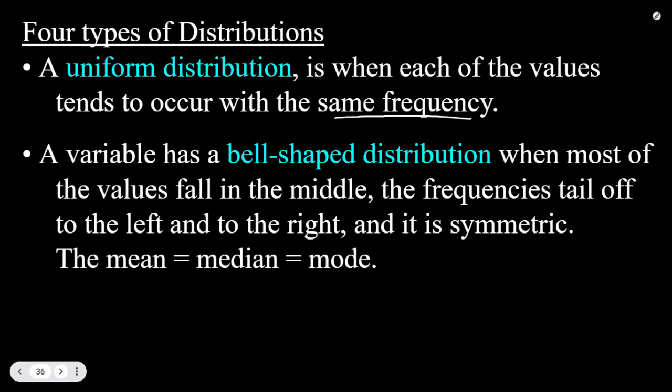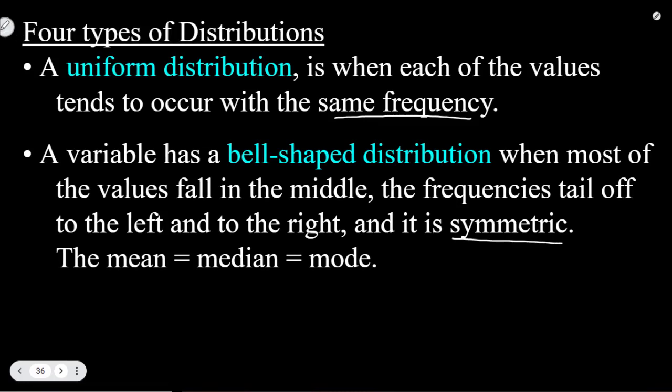A variable has a bell-shaped distribution when most of the values fall to the middle and then the frequencies tail off to the left and the right. It is symmetric, and in this case, the mean and the median and the mode are all equal. Symmetric means that you find the middle and then what happens on the right and left are basically mirror images of each other.